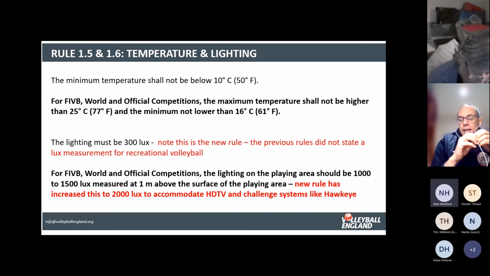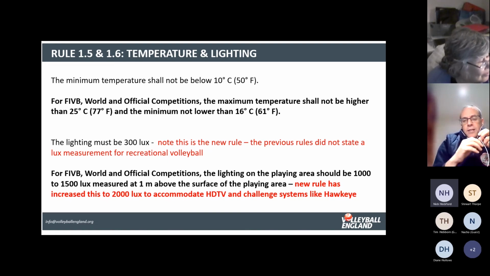And the lighting. The rules didn't used to mention lighting for recreational volleyball, but they now do. They talk about 300 lux, which is not particularly bright, but it is enough to be able to see what's going on. But in FIVB world and official competitions, they've just increased the lux requirement from 1500 to 2000 lux. That's because of the increased use of challenge systems and Hawkeye and HDTV, and the broadcasters requiring a much better lighting view of the court. And 2000 lux is the sort of lighting where you don't get shadows from the players, which you can get at much lower levels. And that's why it's in the rules.